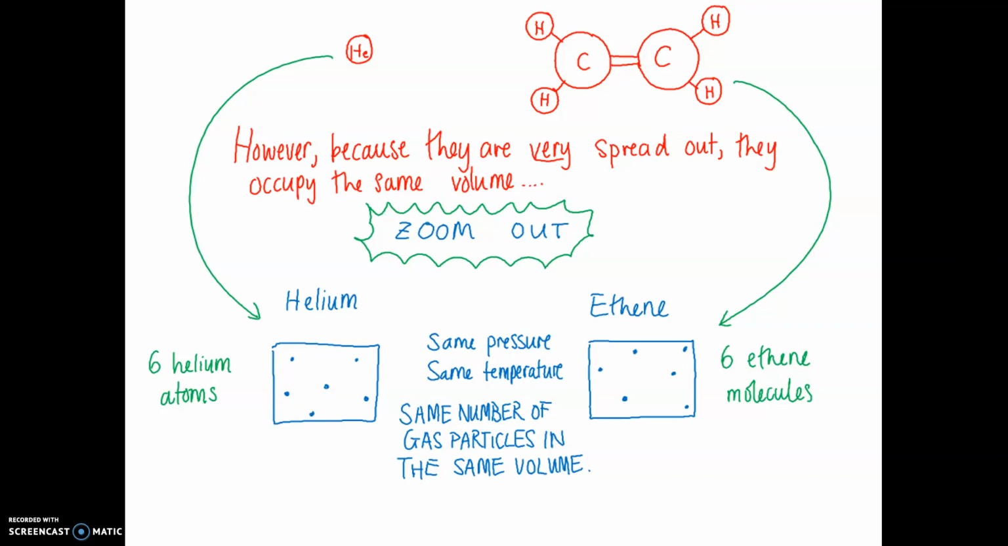But so long as the temperature and pressure are the same, there are always the same number of gas particles within the same volume, and that's completely independent of what gas it is. Okay, so if I've got 1 decimeter cubed of a particular gas, there is always going to be the same number of particles in that 1 decimeter cubed, so long as I've got a gas and so long as we're dealing with the same temperature and pressure.